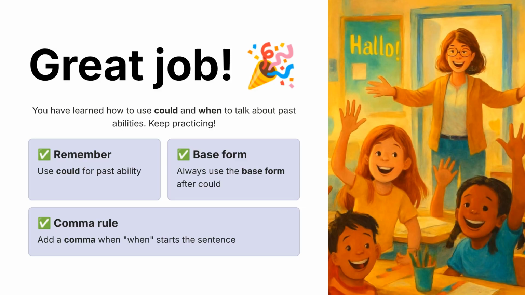Great job, everyone! You have learned how to use could and when to talk about past abilities. Remember, use could for past ability, always use the base form of the verb after could, and add a comma when starts the sentence. Keep practicing and see you next time.